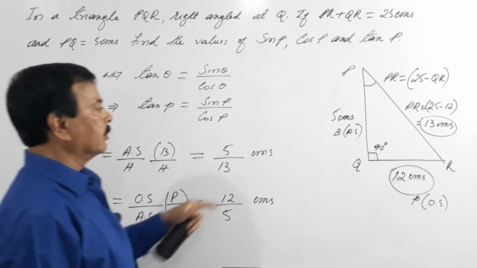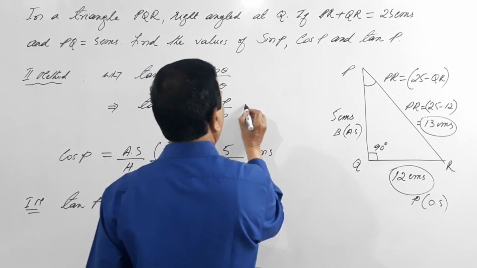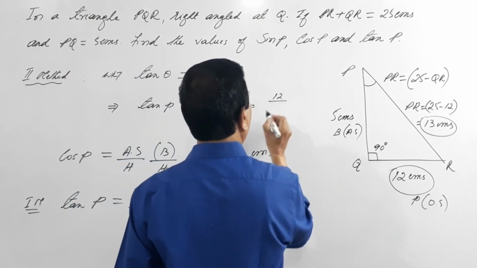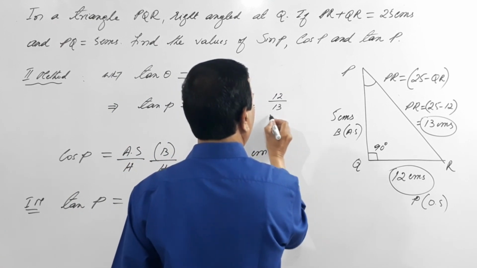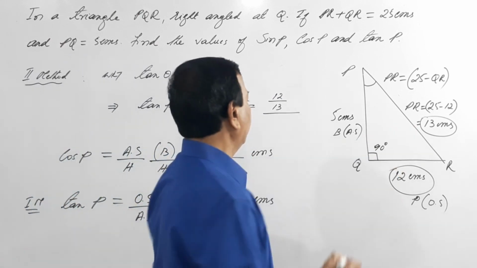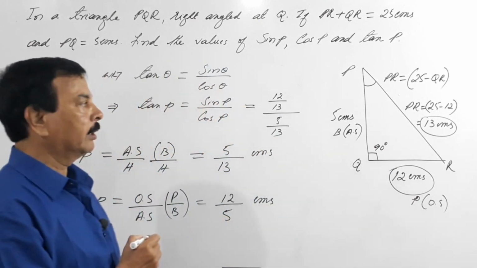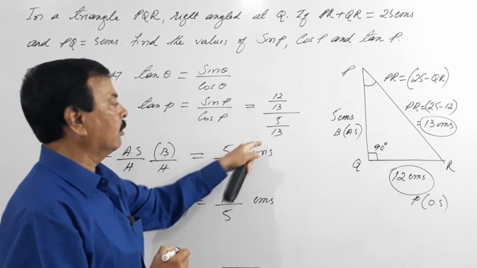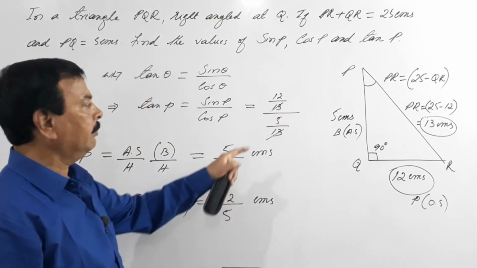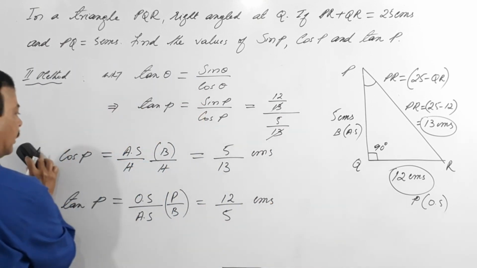What is sin P? I rubbed it. So sin P is opposite by hypotenuse. Opposite is 12 by hypotenuse is 13, divided by, what is cos P? Adjacent by hypotenuse. Adjacent is 5 by 13, right? Sin by cos. So both the denominators get cancelled because they are same. So this becomes what?